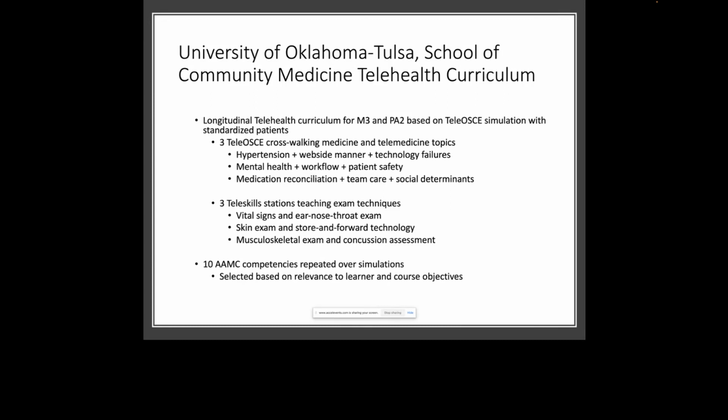We did a mental health suicidality case for patient safety. That was for their psych unit. And then we did a med rec case, which basically got at team-based care and also health literacy and social determinants of health. So those are three cases that we wrote last year and implemented.